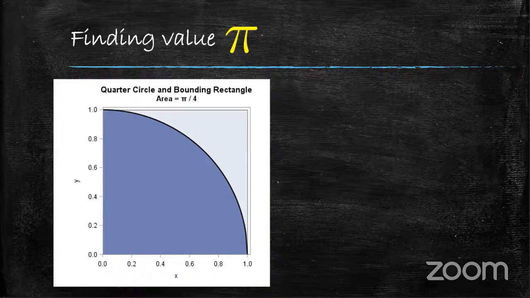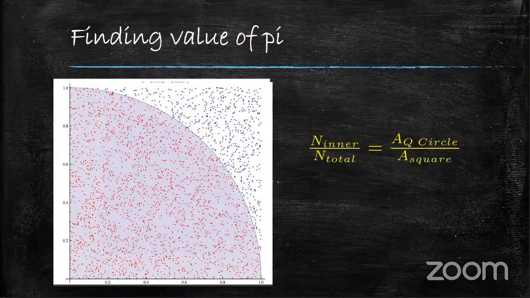So it should look like this. N inner is the number of balls getting dropped inside the circle, and n total is the total number of balls we are going to throw. Their ratio should be equal to the area of the quarter of the circle divided by the area of the square. That is clear, this part?